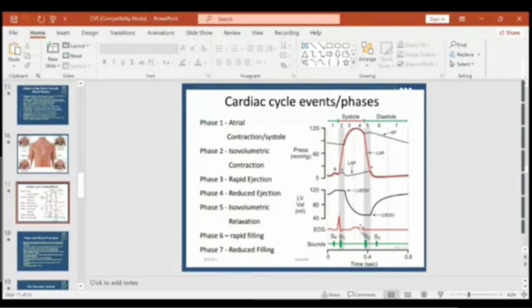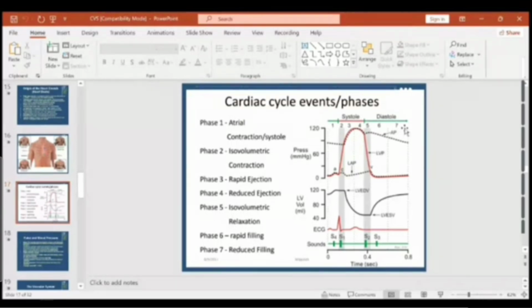This volume indicates the left ventricular end diastolic volume. But at the end of that one, it will reduce and it will repeat again. The cycle continues. So the contraction, we call it the systole, and the relaxation, we call it diastole. So this is what you call the cardiac cycle, or the phases or the events in the cardiac cycle.